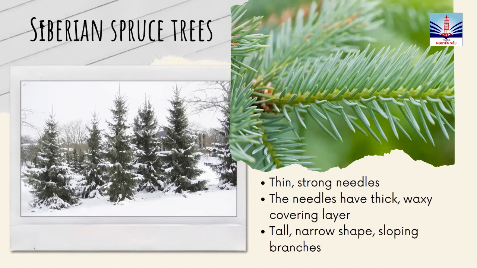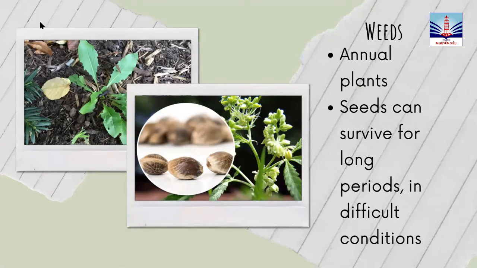Next, it's the weeds. Maybe you think it's kind of a funny plant, but it has many cool features. It's an annual plant, which means that it will germinate, grow, flower, and die in less than a year. When it produces seeds, the seeds can survive for long periods in difficult conditions. Some of the other plants, when they don't have these features, find it very hard to live in difficult conditions.